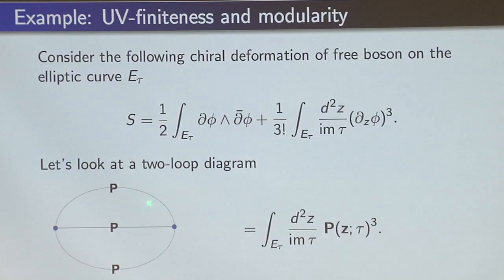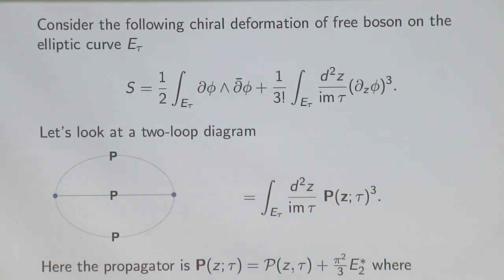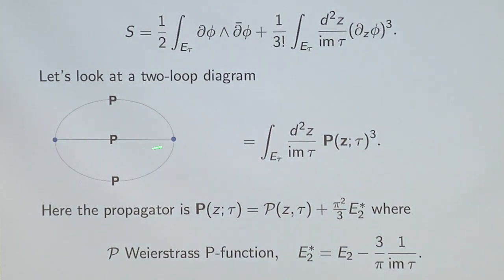For example, the way you quantize this particular action functional amounts to some kind of Feynman diagram construction. This is one example. It's a particular two-loop diagram. The way you evaluate a quantity like this is by putting a so-called propagator on each edge and integrating over the manifold. For this case, it's given by integration on the elliptic curve of the following function.